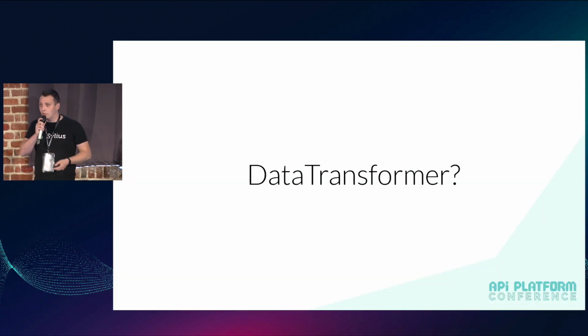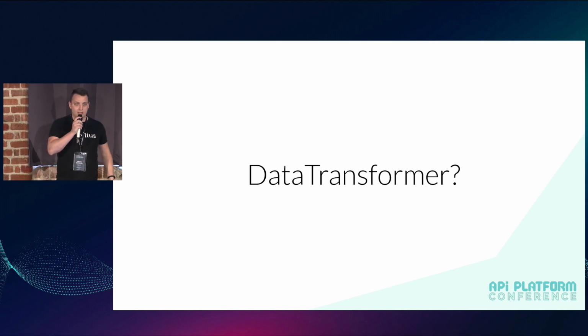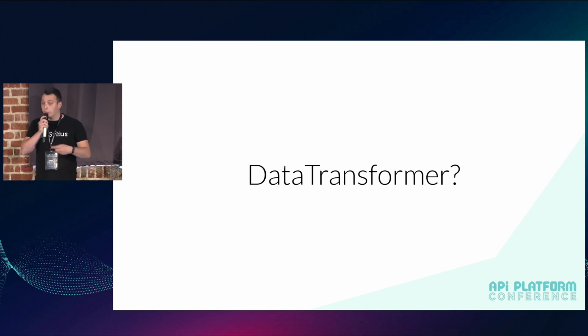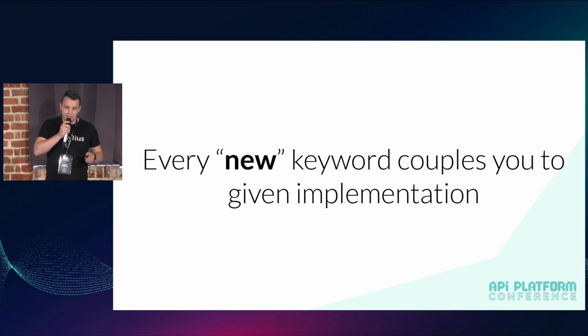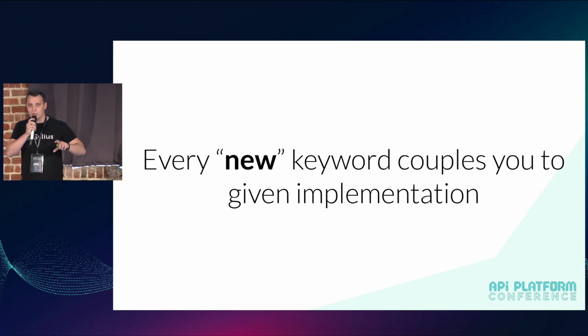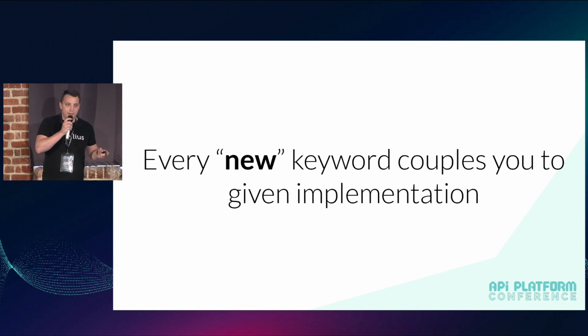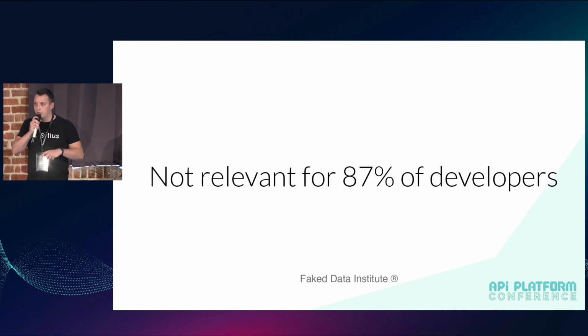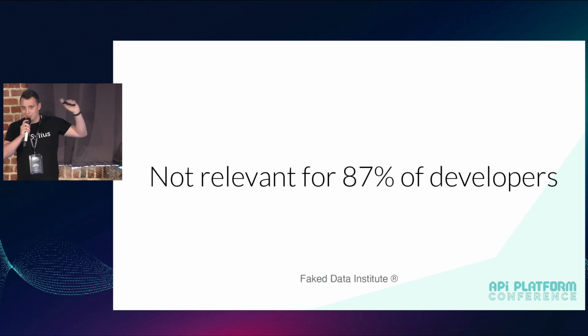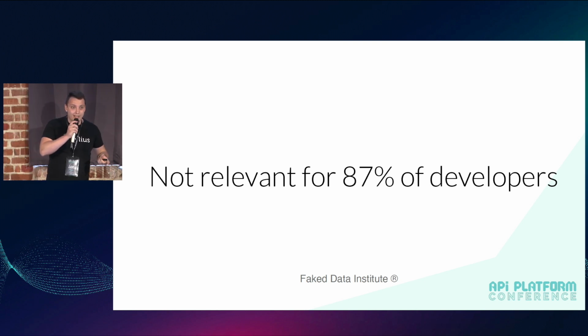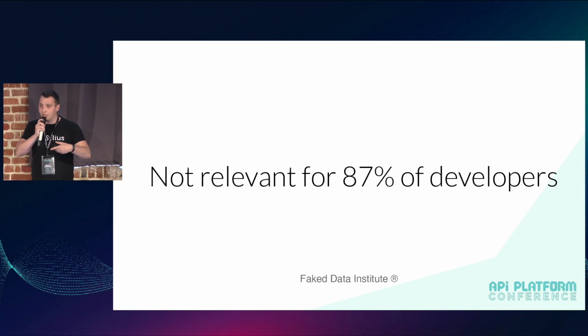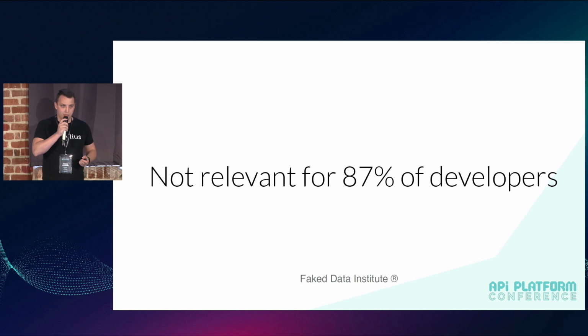So the obvious answer, if you're familiar with API Platform, is to use a data transformer. And of course, it will solve this problem, but every new keyword couples us with this given implementation. And this is something that probably most of you never needed to think about, because of course, I fake this data, so don't count on it. But on the other hand, if you have an application that is just serving your users, what's the problem for you to just add another argument to the command or to the class? Or what's the problem if you would just replace the class with anything else?